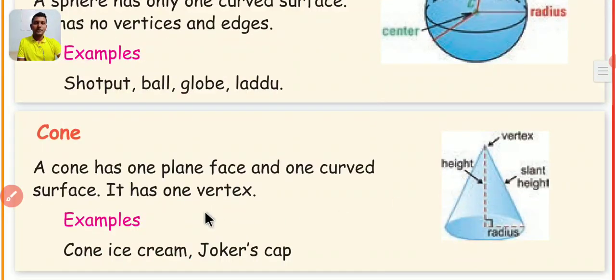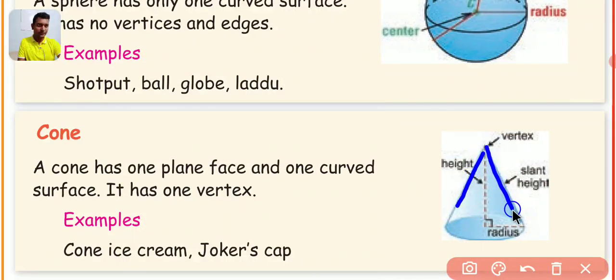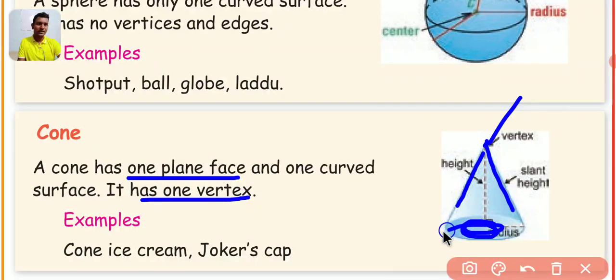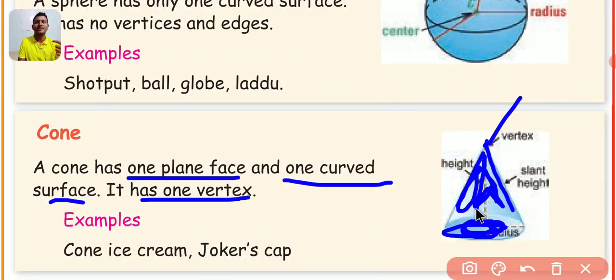Next we have cone. A cone has one plane face and one curved surface. It has one vertex. You see the two sides are joining at one point, therefore it has one vertex. One plane face. Which is the plane face? In the down we have one plane face. And one curved surface. Which is the curved surface? You see this surface, this is called the curved surface. One plane face, one vertex, one curved surface, in which shape? Cone.